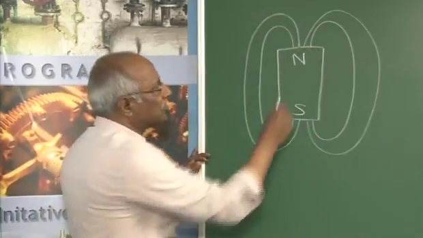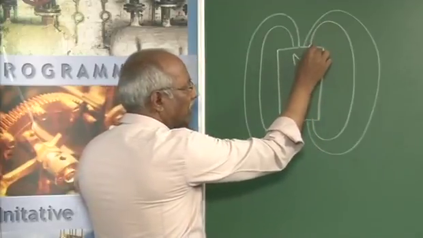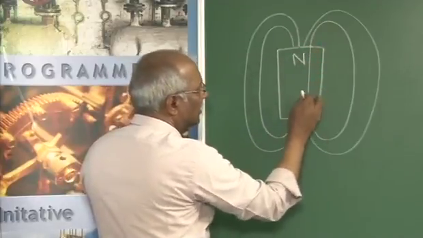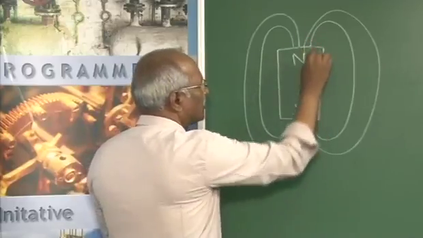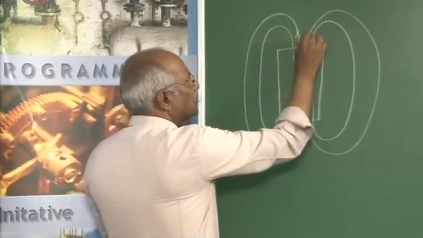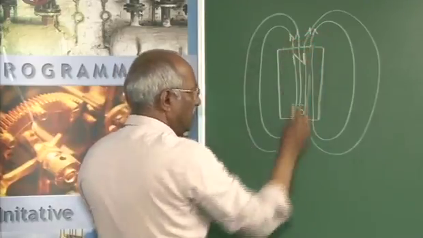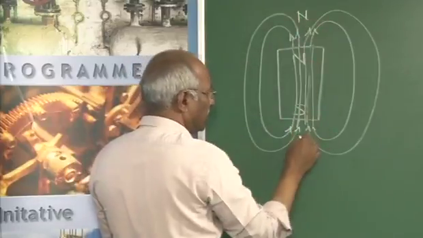The lines of force spread out when they come over here. However, they are totally confined inside this portion. It is this way. The flux is assumed to be coming out of the north pole and entering into the south pole.